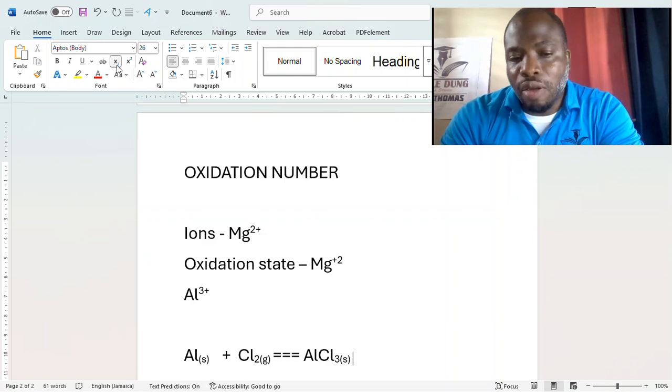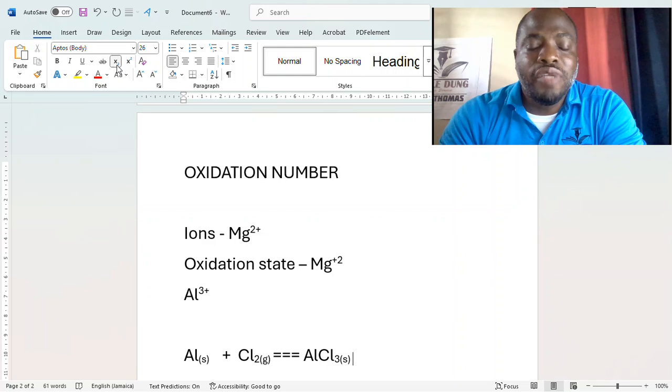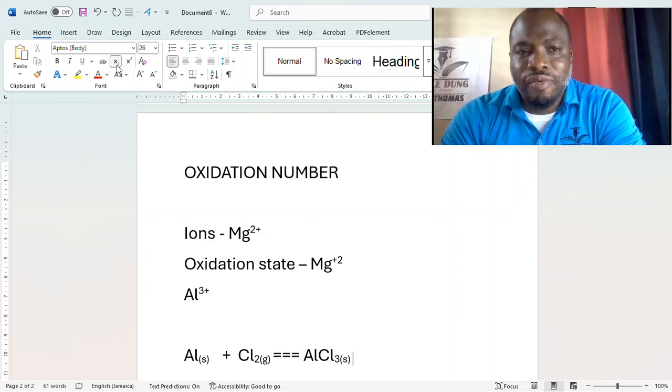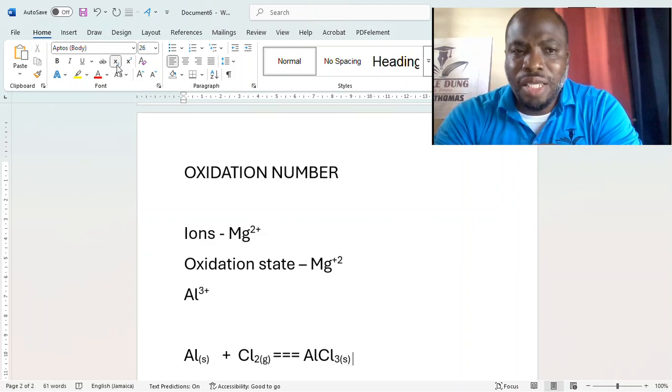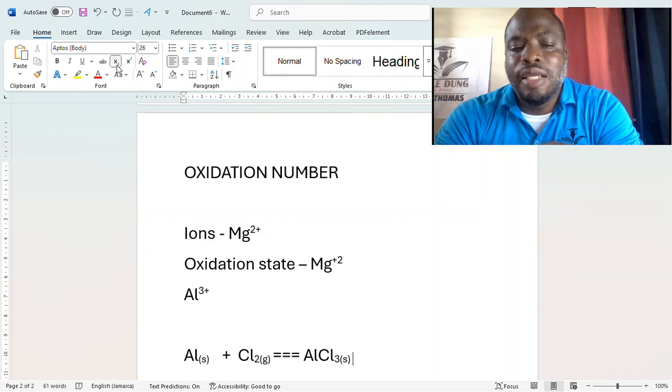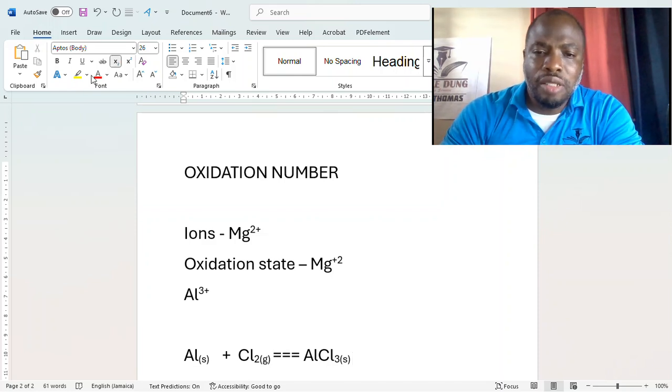So there are 2 other ways you can look at it. You can look at it in terms of electrons, or you can look at it in terms of the oxidation state. So in terms of electrons, it should be easy in the sense that, what really happens, we know that aluminum, and for the purposes of this, let me just balance this equation.